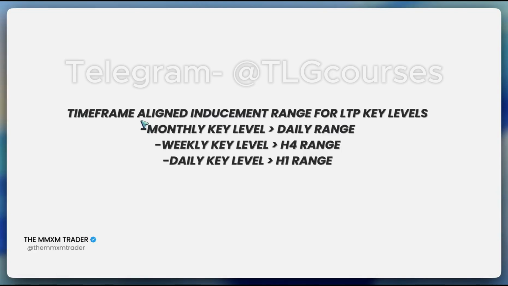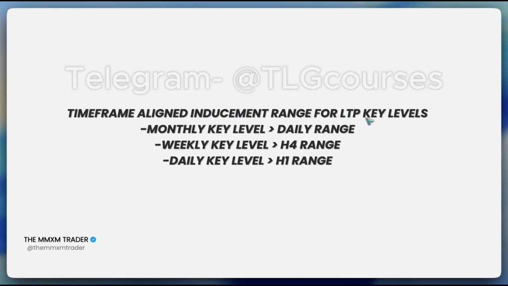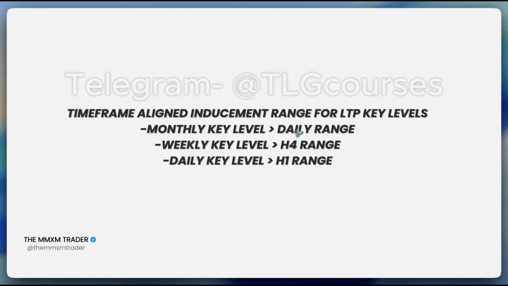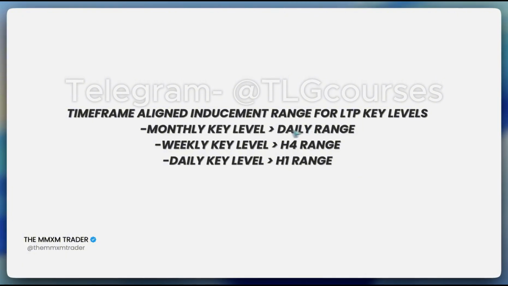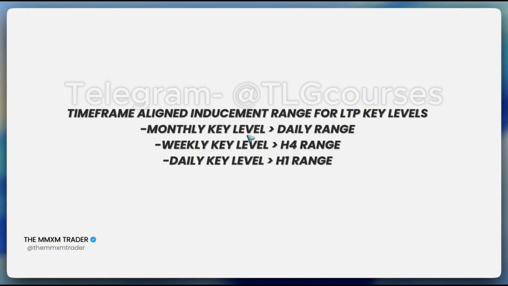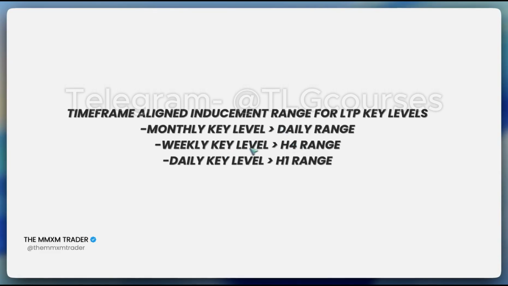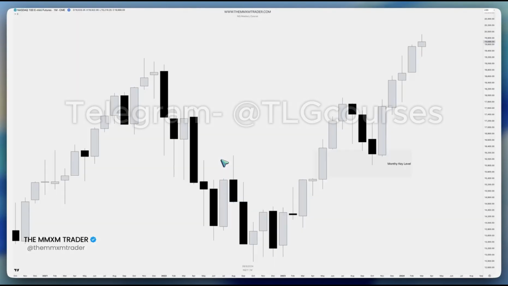Okay, so the time frame alignment for the range for LTP key levels, okay? When we're looking at a monthly key level, we want to see a daily range to pair with the monthly key level. When we're using a weekly key level, we want to use a H4 range to pair with the weekly key level. Daily key level, we use a H1 range to pair with it, okay? So let's first start off with a monthly key level to a daily range.